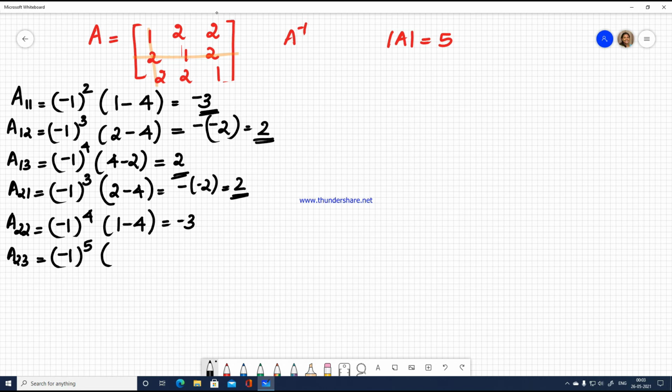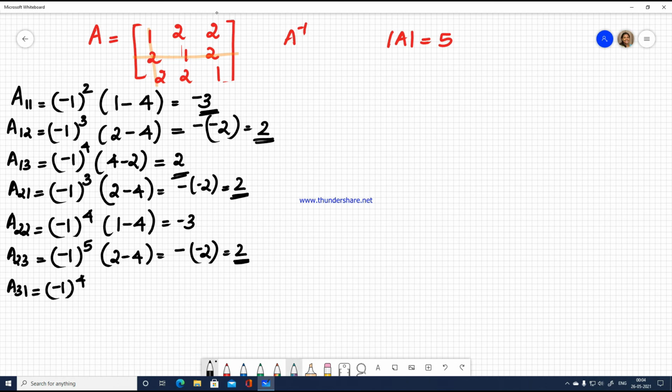The row is already covered. So this particular column you cover. Then it is 2 minus 4. That is minus 2. So minus of minus 2, that is 2. Now A31 is equal to minus 1 raised to 4.